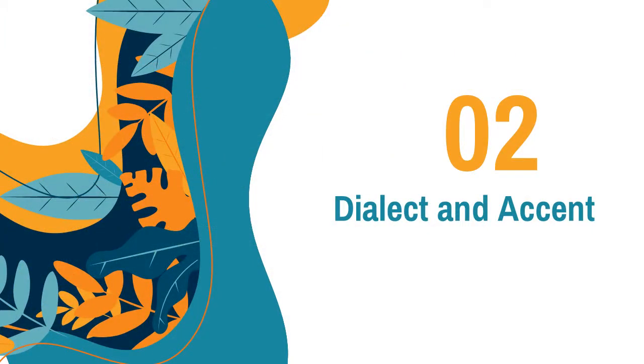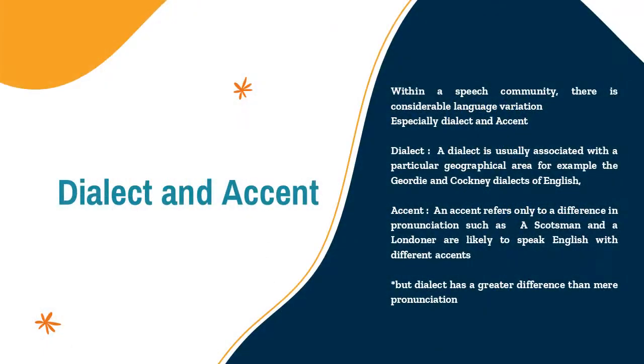The next is dialect and accent. In this section, we will differentiate between dialect and accent. Dialect is usually associated with some geographical area, but dialect has a greater difference than mere pronunciation.